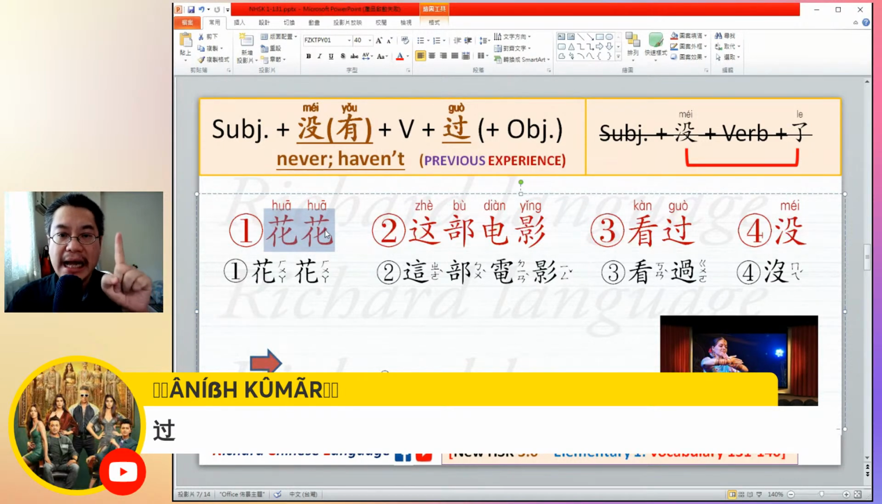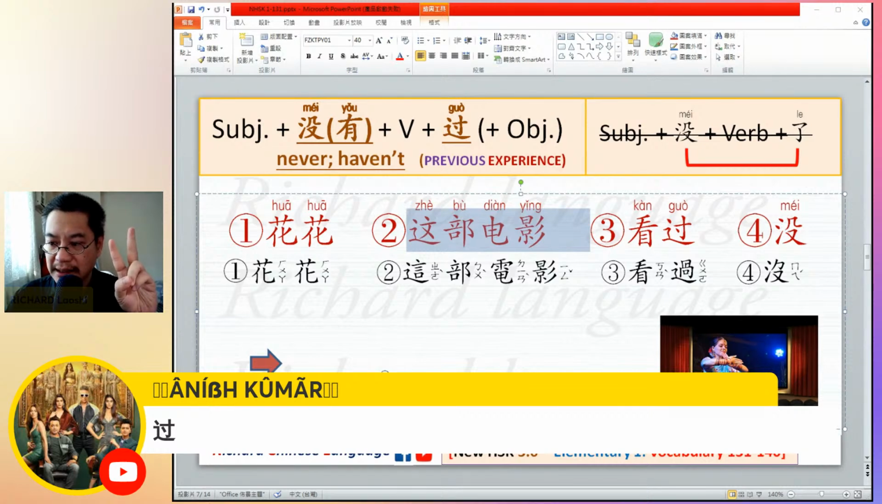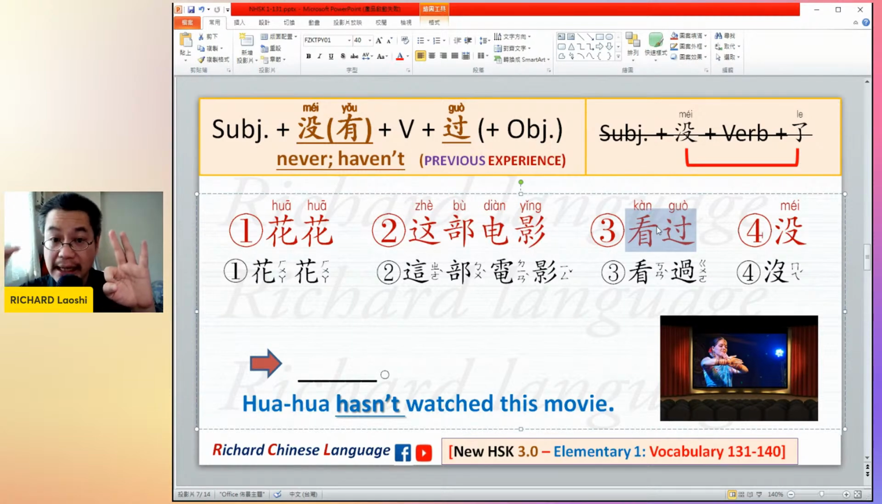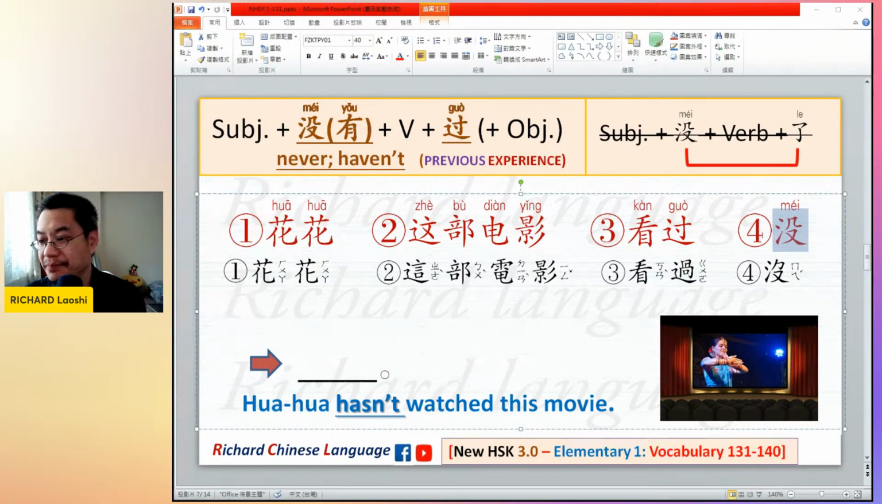花花这部电影. Okay, 这部电影, this movie. 部 is the measure word for 电影. 这部电影看过没. Can you tell me the correct order of this sentence? Have a try, please.